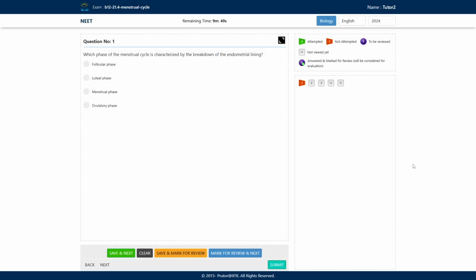Now let's begin with the first question. Which phase of the menstrual cycle is characterized by the breakdown of the endometrial lining? They are talking about the phase of the menstrual cycle where the breakdown of the endometrium occurs. There are 4 phases of the menstrual cycle: menstruation phase, follicular phase, ovulatory phase, and the luteal phase. What are the options here? Follicular phase, luteal phase, menstrual phase, and ovulatory phase. What will be the correct answer here?